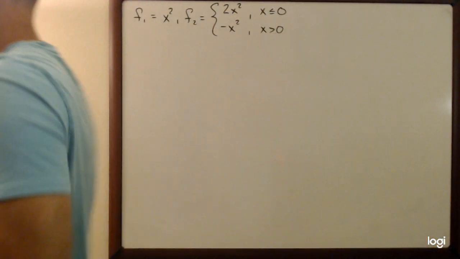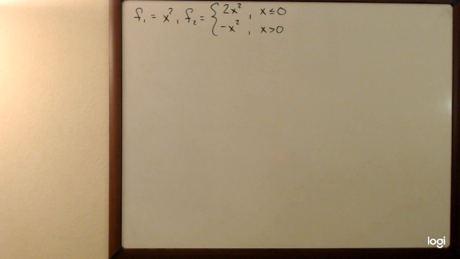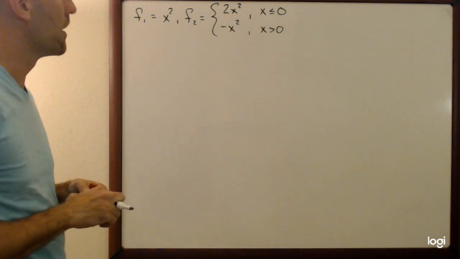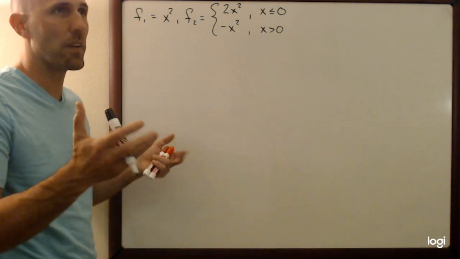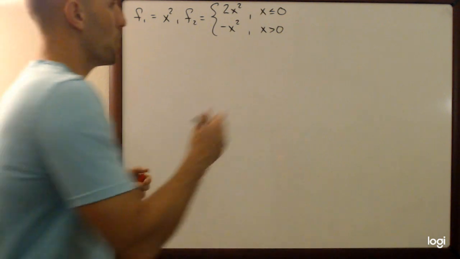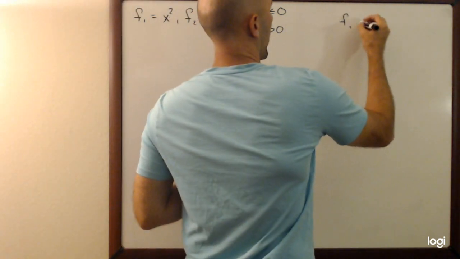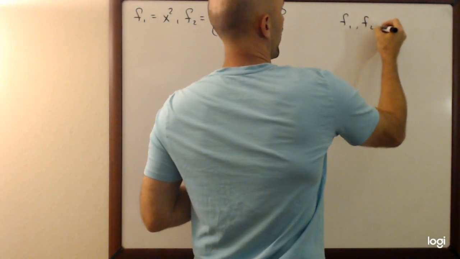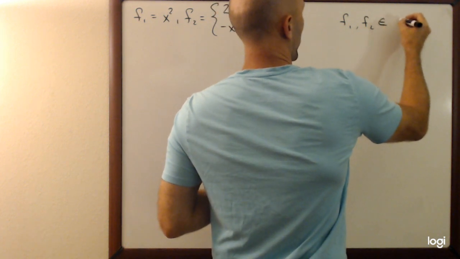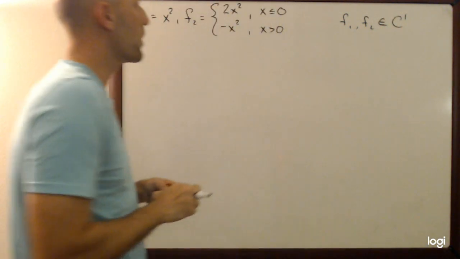Okay. Well, they're both members of C1. Regardless, they're both members of a vector space, right? They're both members of C1, because they both have continuous derivatives. Well, they'd be members of C0 anyway, so whatever. Anyway, let's go ahead and make our Wronskian.